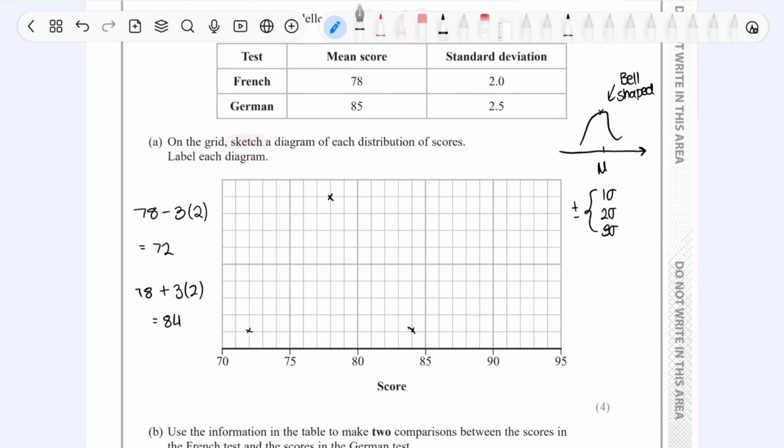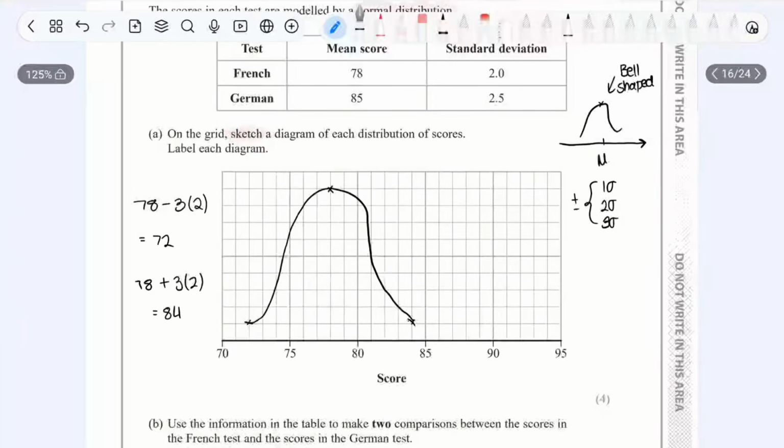And then now you just draw a rough bell-shaped curve, and you'd want to touch or thereabouts a peak at 78, like so. That's just a sketch. There isn't much more that you need to do. And then it says label each diagram. This is for French. Now this is going to be 72, this is going to be 84. This is your 3 standard deviations, and you're basically encapsulating the 1 and 2 standard deviations within, so you don't need to sketch that bit. You could illustrate it, but we don't have to do that here.